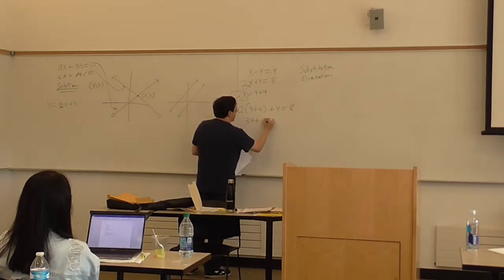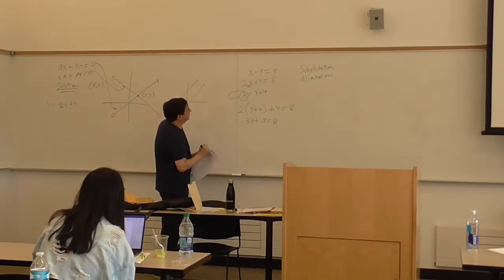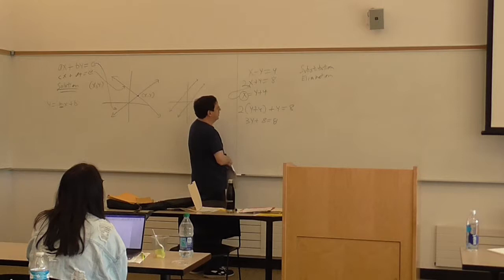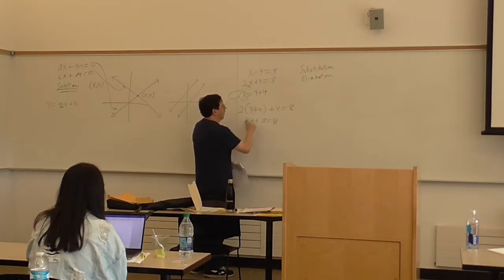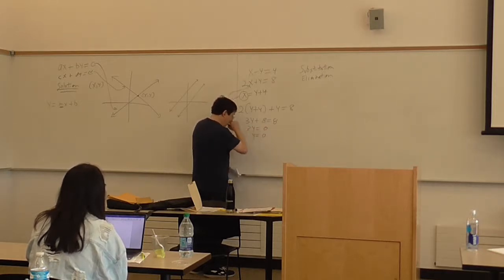3y plus 8 equals 8. Is that right? 2y plus y. Okay, so 3y equals 0, or y equals 0.